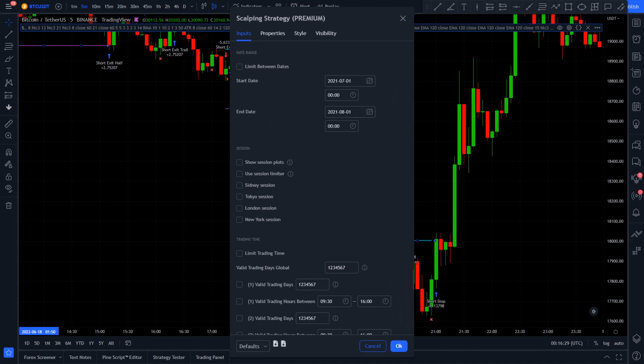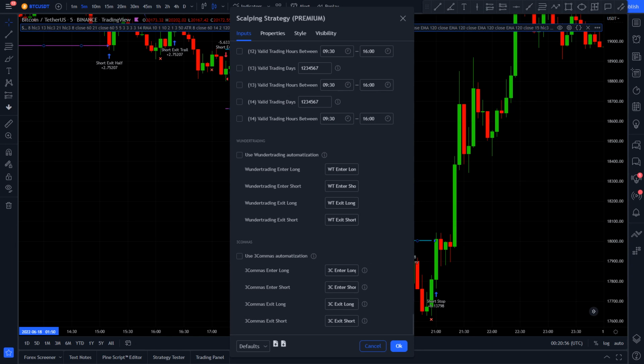After the filters, you can find the time, date and sessions limiter. Here you can limit to only trade in any of the big trading sessions, or you can limit to let the strategy trade on certain days of the week or certain hours. And on the bottom you can set up this script and all of our other scripts as a live trading bot with 3Commas or with Wonder Trading.